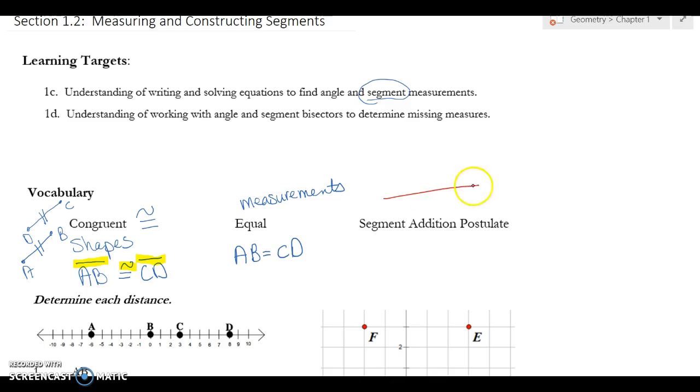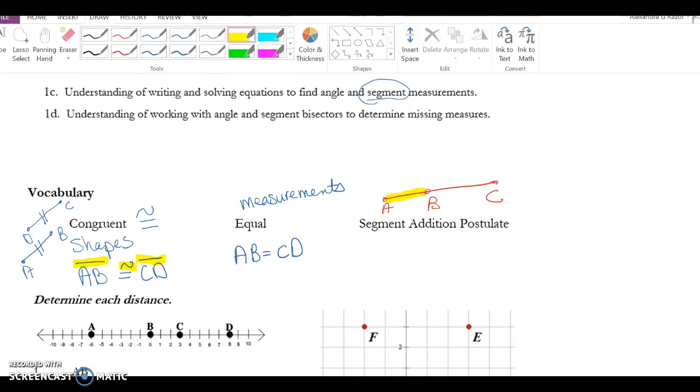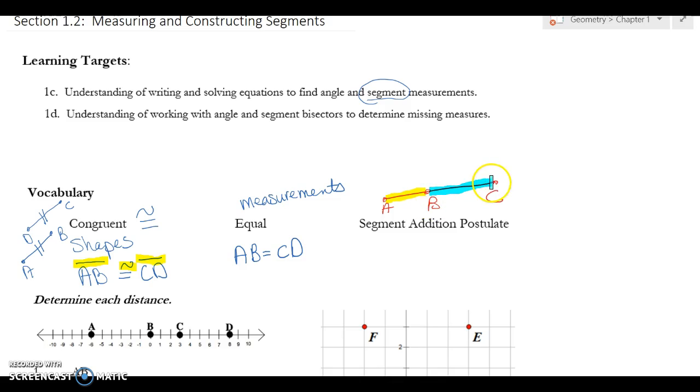Okay, segment addition postulate. Remember, it says that if I have one small segment plus another small segment, I get the whole thing. So the first small segment is right here. And then if I add the second small segment right here, I end up getting the whole thing, which is this whole thing. And so the rule that we write for this is we say that AB plus BC equals the whole thing AC. So one small piece plus the other small piece equals the whole thing. So that's the segment addition postulate.